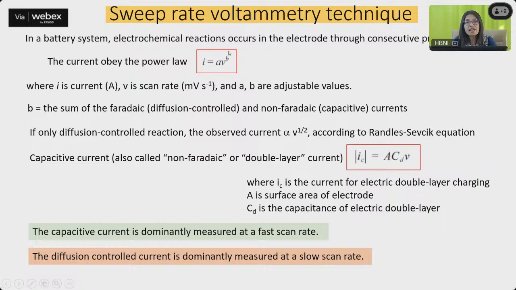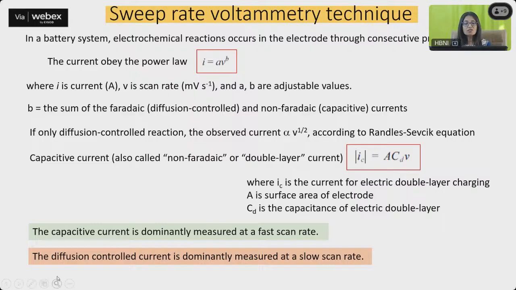So now this B value is the sum of the diffusion control, which is the Faradaic process, and the non-Faradaic or capacitive currents. So if only a diffusion control reaction is there, then this observed current is going to be proportional to the square root of your scan rate according to the Randles-Sevcik equation. Whereas the capacitive current, which is also known as the non-Faradaic or double layer current, is going to be directly proportional to the scan rate.